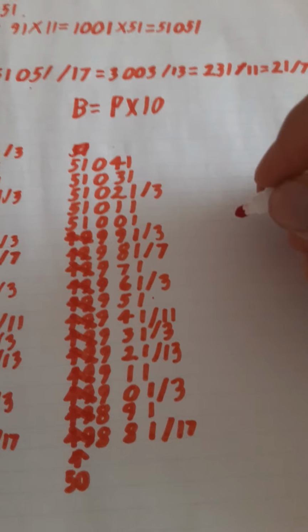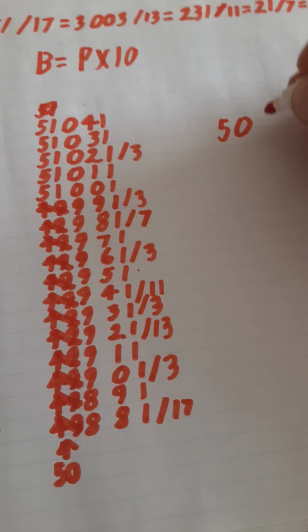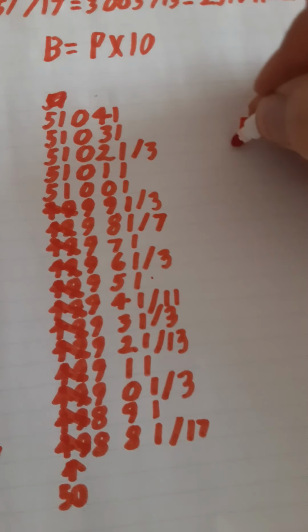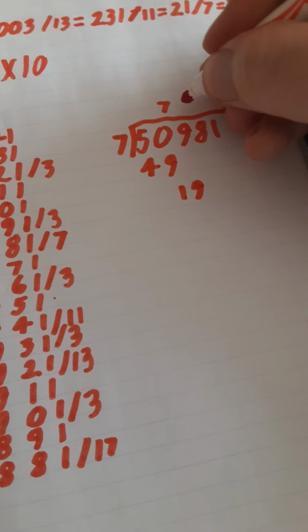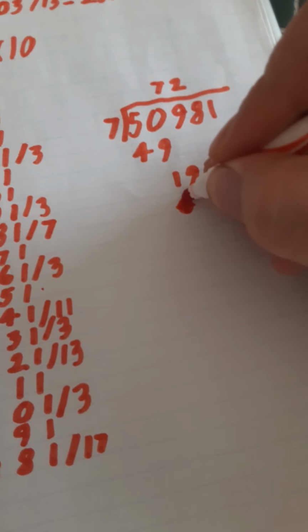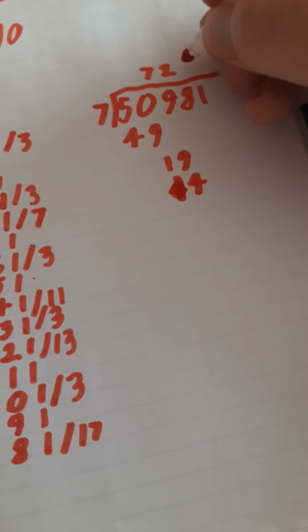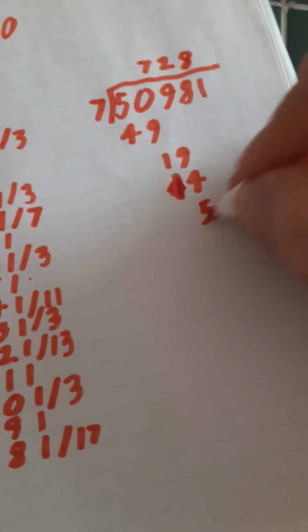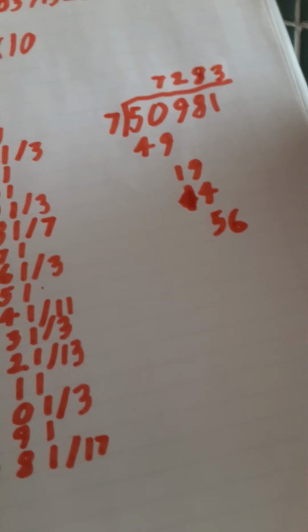And for example, let's take 5981 divided by 7 is 749. 2, 14, 8, 56, and 3. So that comes out to 7,283.